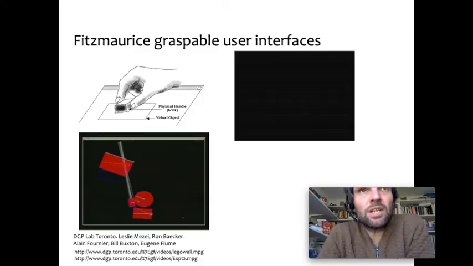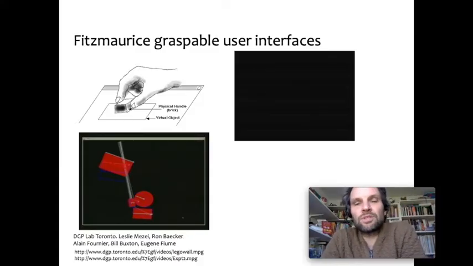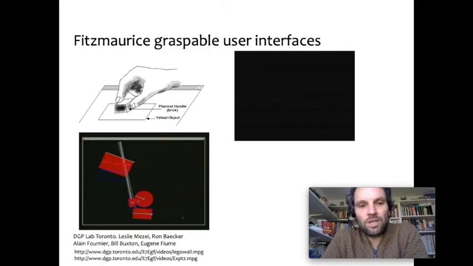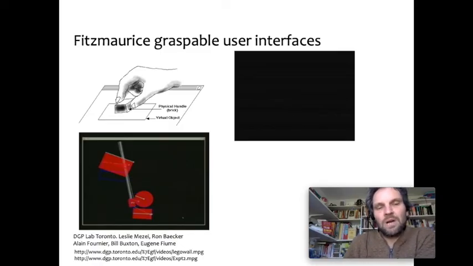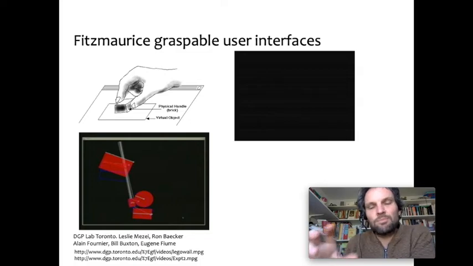This is Fitzmaurice. He was one of the first people who wrote this paper called Graspable User Interfaces from the GP lab in Toronto. Very famous. So we're going to look at the movies, and you see it's just more of these examples of how manipulating physical objects that represent digital information makes the task easier.